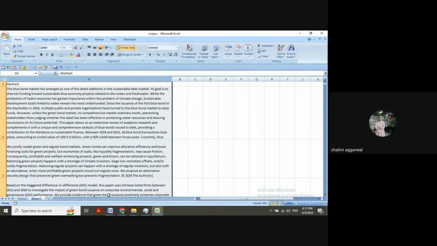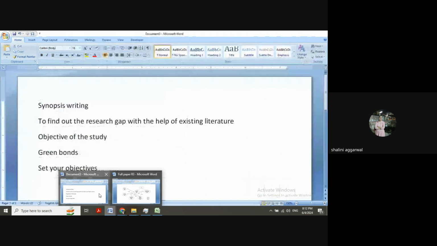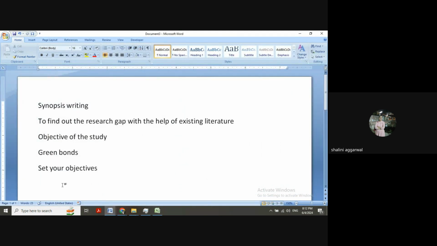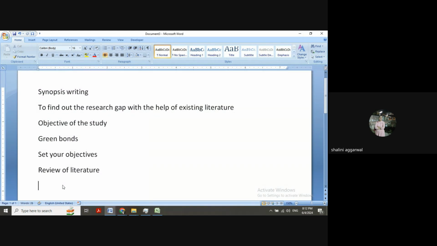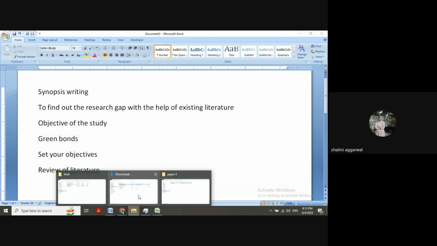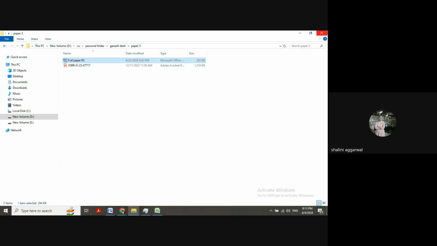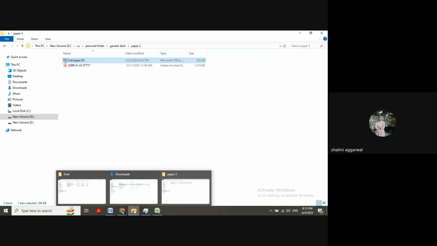There is another section, the review of literature here. So you write down your review of literature. Let me show you one of my students' synopses. Let me take you to this.